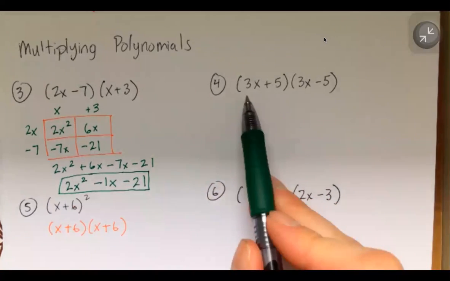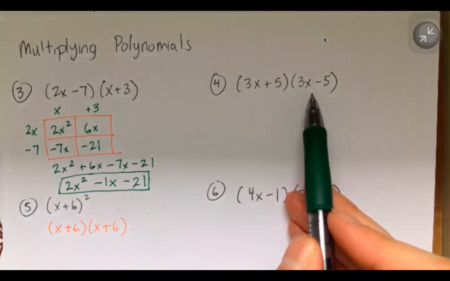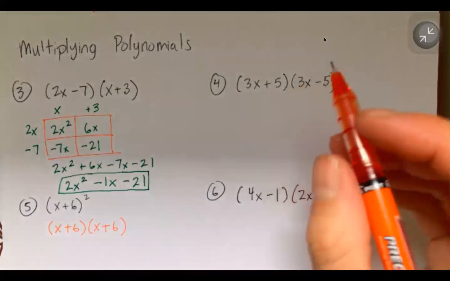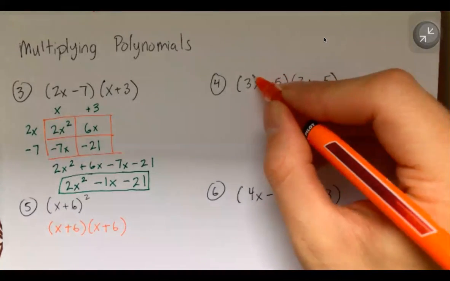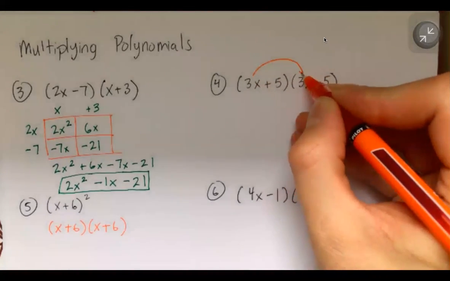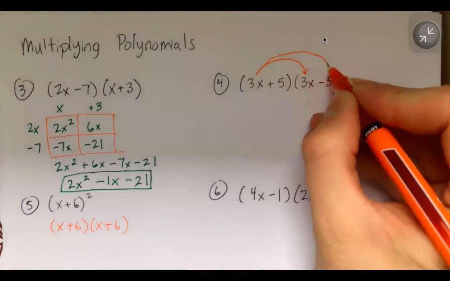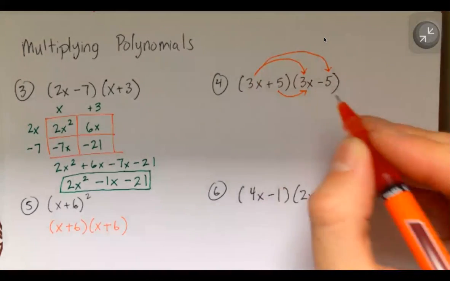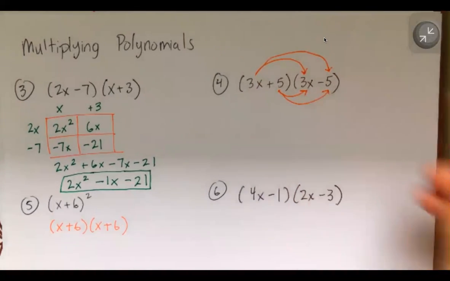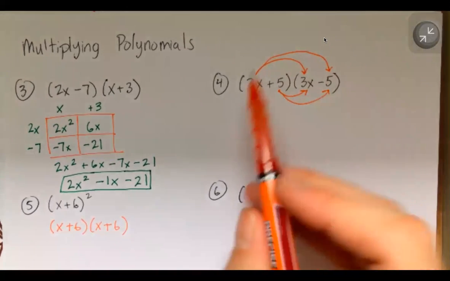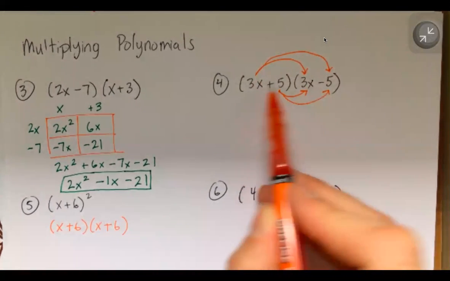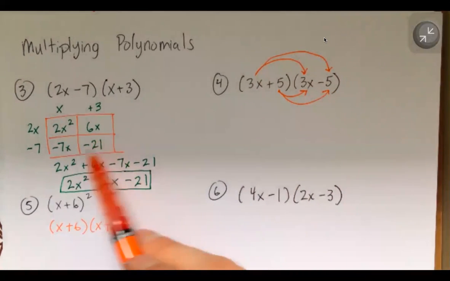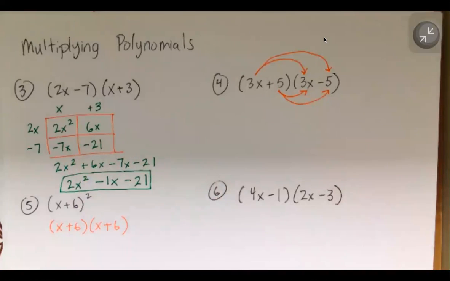All right. This next one, I'm going to show you either you could call it the distributive property, or you could call it FOIL, whatever method. So you would multiply 3x times 3x and 3x times negative 5. And then you would multiply 5 times 3x and 5 times negative 5. That way you're distributing both terms in this to each term over here. You're going to get the same products inside here that you would have gotten inside the box method.